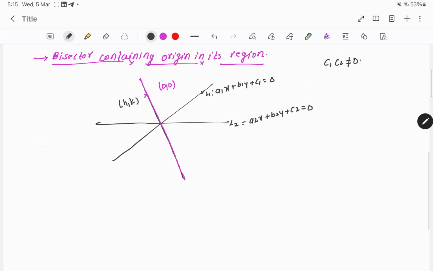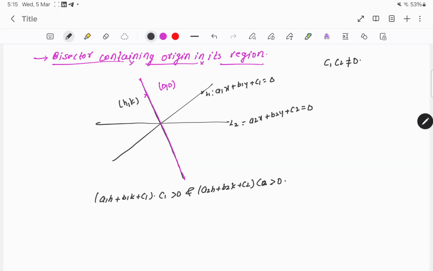Now what I am going to say is that (h, k) and (0, 0) lie on the same side with respect to line L1. So I am going to apply a concept: (a1h plus b1k plus c1) into c1 should be greater than 0, and (a2h plus b2k plus c2) into c2 is greater than 0.